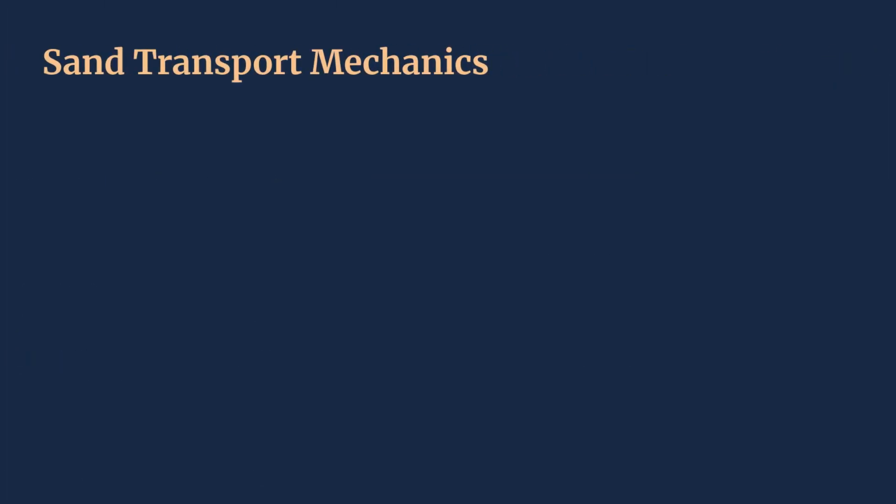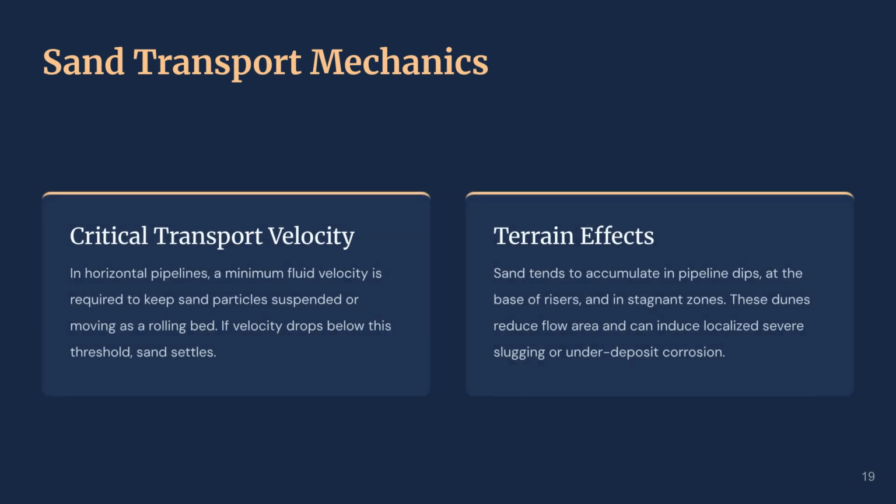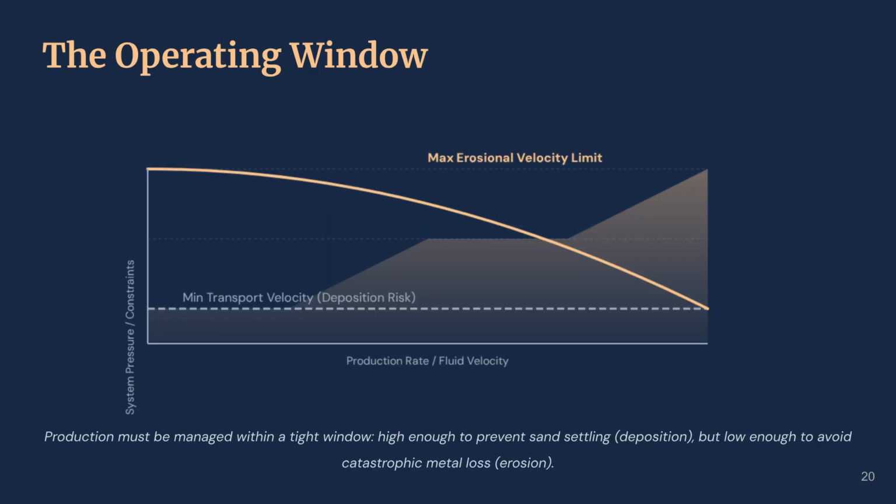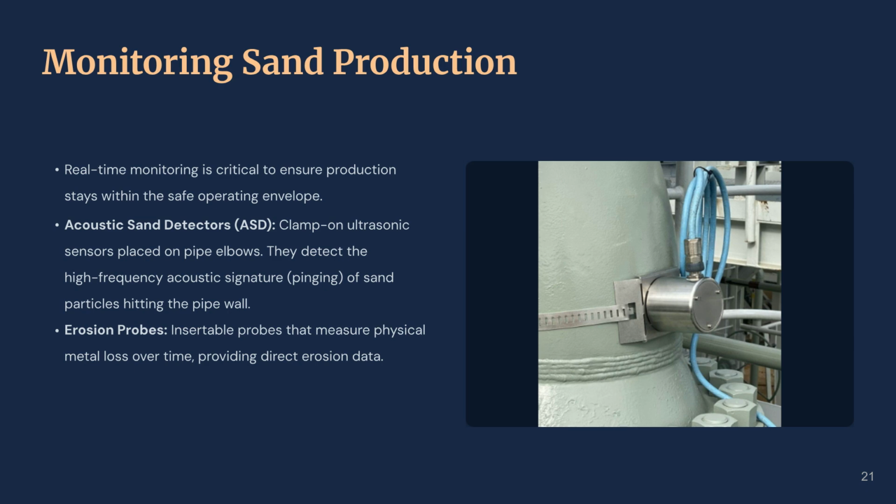Understanding sand transport mechanics is vital. In horizontal pipelines, a minimum fluid velocity is needed to keep sand suspended or moving as a bed. Terrain effects, like pipeline dips, also cause sand accumulation, leading to flow reduction and slugging. Effective production management requires balancing within a specific window. We must maintain high enough velocities to prevent deposition, while staying low enough to avoid catastrophic metal loss due to erosion.